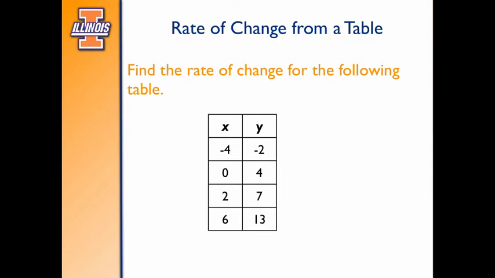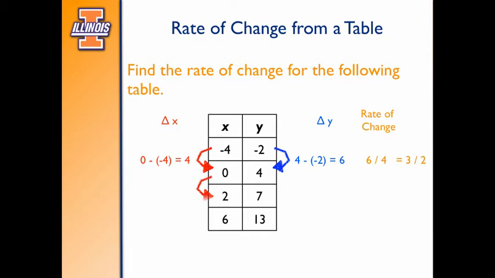Now let's find the rate of change from a table. So I know that delta x is going to come from the left and delta y is going to come from the right. So I first calculate delta x on the left. In this case, I'm going to do 0 minus -4, which gives me +4. And then delta y is going to be 4 minus -2, which gives me 6. Then I take the ratio of the two, in this case 6 over 4, and that simplifies to 3 over 2.